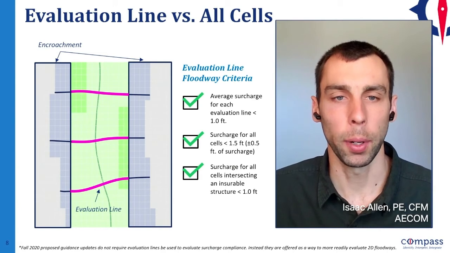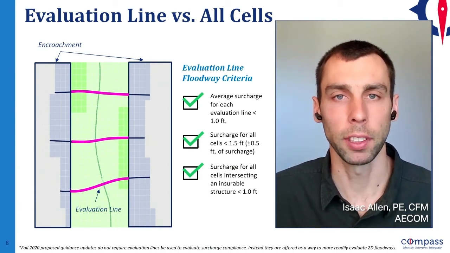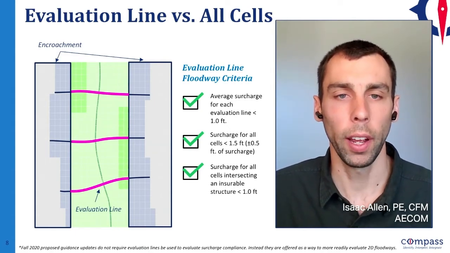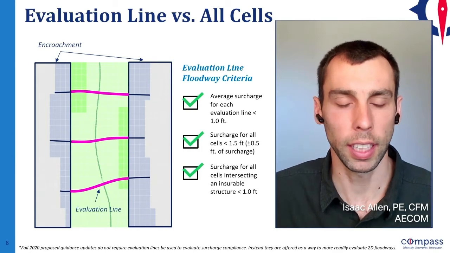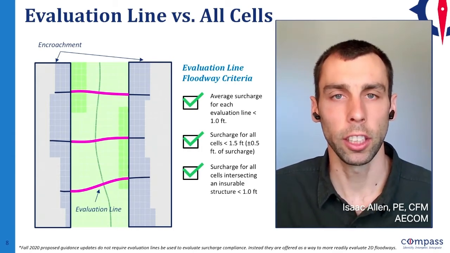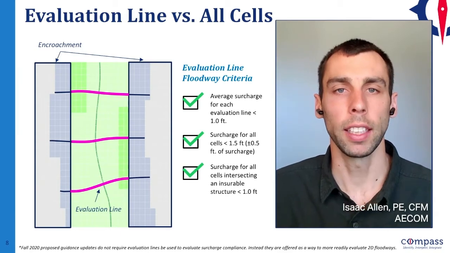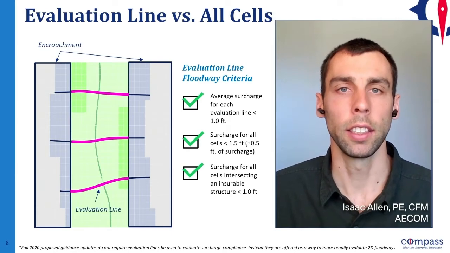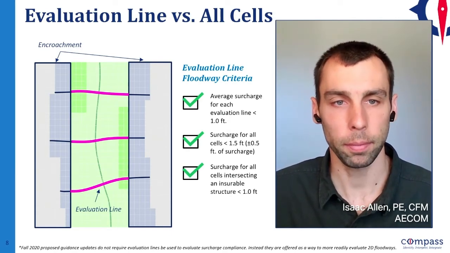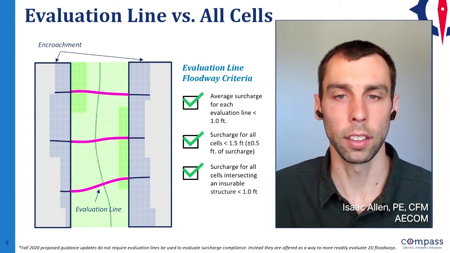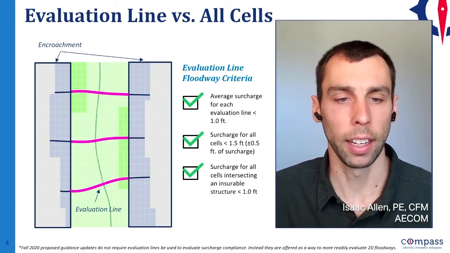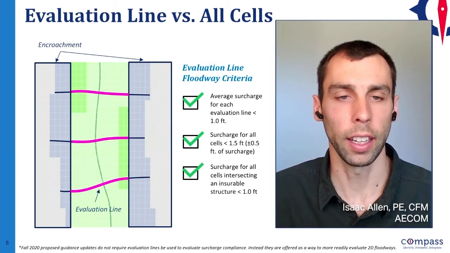For the evaluation line approach, the same basic setup is followed, with one major exception. Once the floodway run is completed with the encroachment set, you evaluate surcharge at each model element, but in addition to that, a number of evaluation lines are selected to perform surcharge averages. An evaluation line is most commonly a contoured BFE line that's selected to perform that average. In this schematic, the evaluation lines are shown in the pink segments.